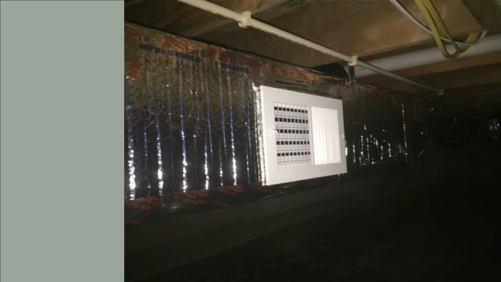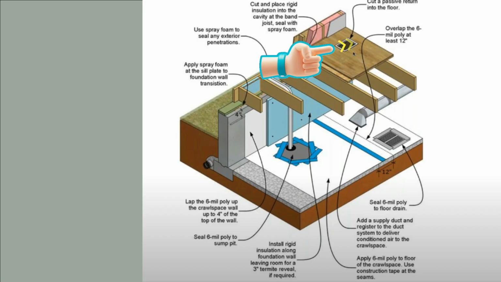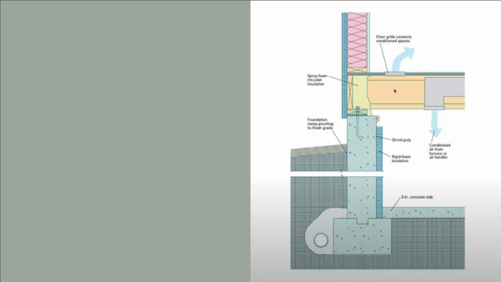Here's an example of what this looks like. They basically tapped into the supply plenum and added a register. Here is a rendering of how that looks. Basically, you've got your passive return grill here. You're moving some supply air from that. Again, here's another illustration of the conditioned air, and then we've got our floor grill there to share the air between the spaces.